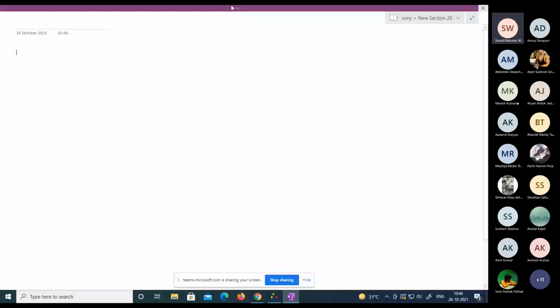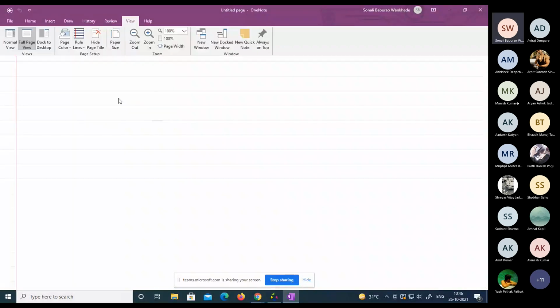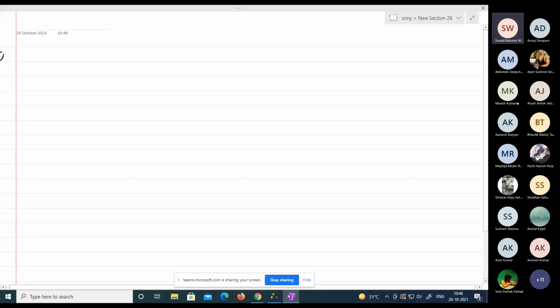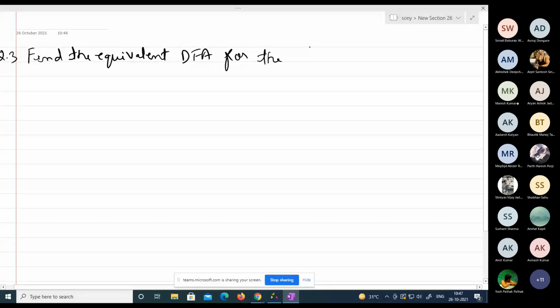So your next question is the third question. That is the last question. I'm giving a different question here. Your third question is, just write this down: Find the equivalent DFA for the given NFA, the NFA given by M is equal to ABC. Just this is different.